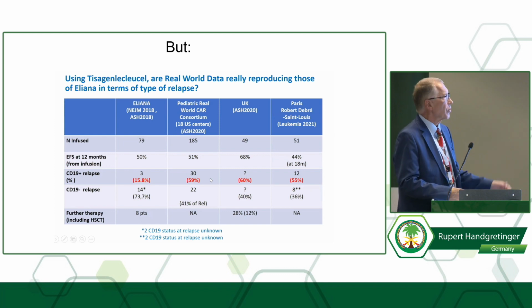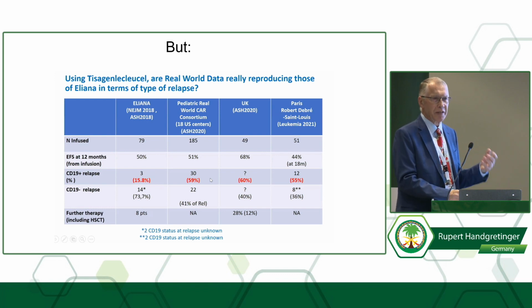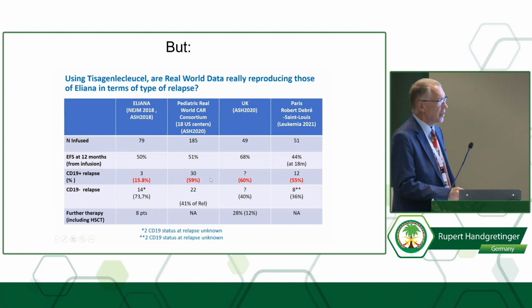But we have also seen there are problems with this CD19 drug, CD19 CARs, and you can see here one of the problems is relapse. About half of the patients still relapse after the CAR T cells. This is also in the ELIANA trial, the company trial, but these are real-world data from various countries.